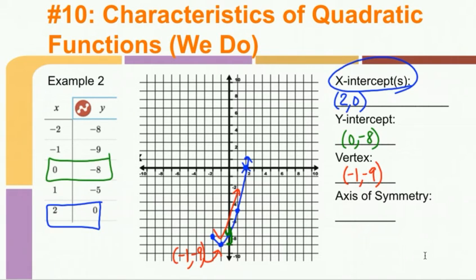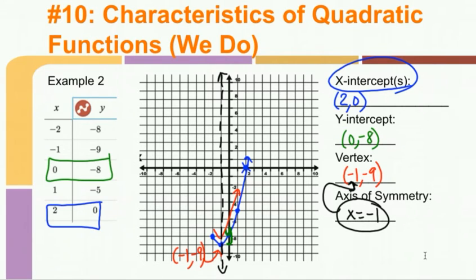And along with that, because we know where the vertex is, that means that we know the halfway point, the axis of symmetry, must be right here. And that's x is equal to -1. Notice that the axis of symmetry is always going to be the x value of the vertex. So if the axis of symmetry is 2, then the vertex will have a 2 first. If the axis of symmetry is 3, then the vertex will have a 3 as the first number.